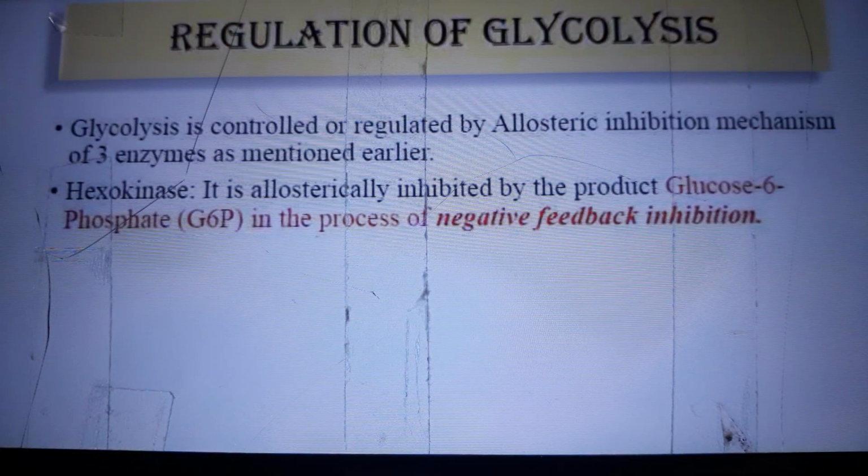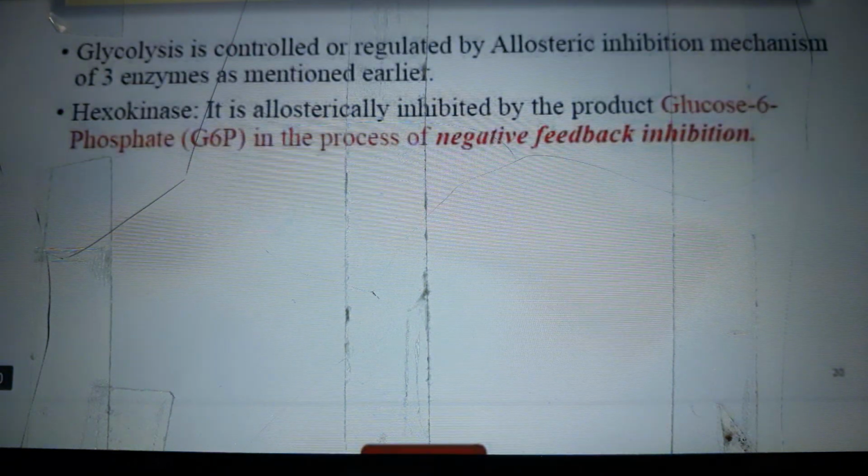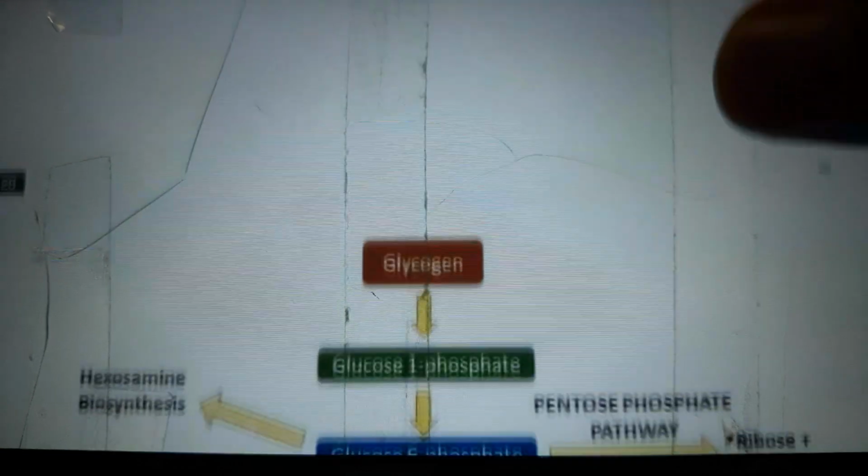Glycolysis is controlled or regulated by allosteric inhibition mechanisms of 3 enzymes, as mentioned earlier. Hexokinase is allosterically inhibited by the product glucose 6-phosphate, G6P, in the process of negative feedback inhibition.